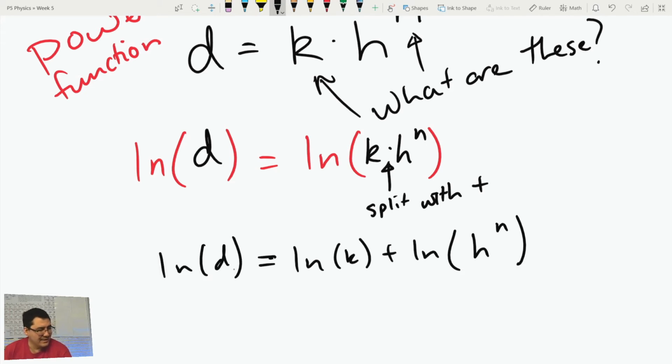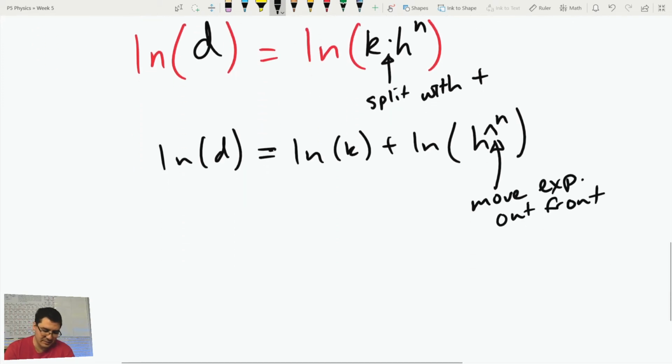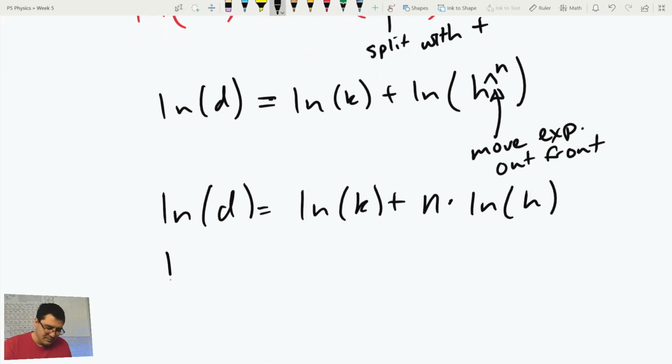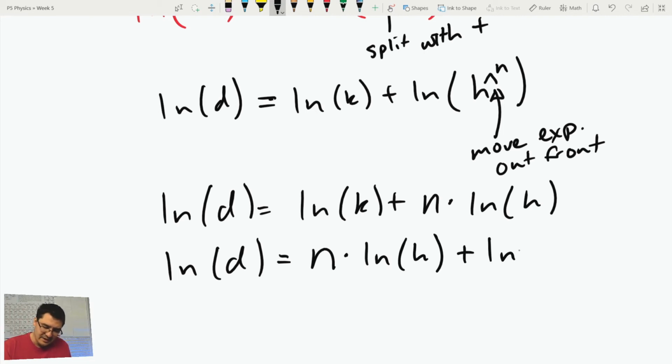Okay, now if you remember this one, when you have a power inside, you can split this with multiplication, or let's say it's not even splitting it. You can move the exponent out front, which ends up being multiplication. So let me rewrite this. The ln of d equals the ln of k plus n times the ln of h. Okay. Now I'm just going to flip-flop these terms. N times the ln of h, plus the ln of k.